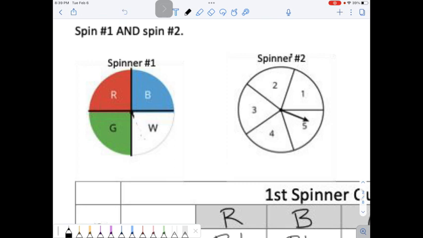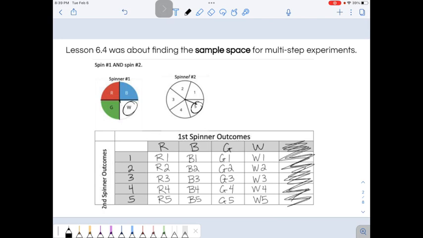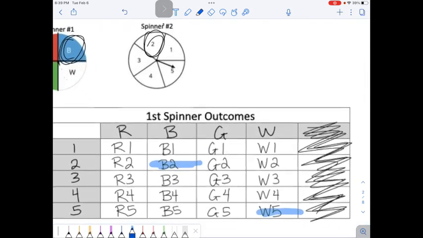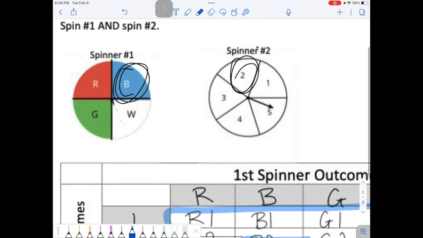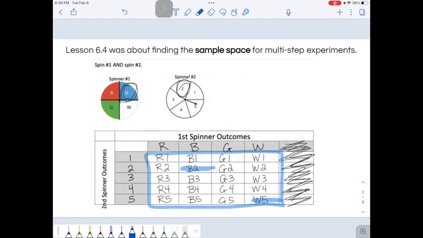You had to spin both spinners. So it could have landed on white and 5. That was right. White and 5 is right there. Or it could have landed on B and 2. That was right there. Notice that each of these outcomes in these white areas here have two symbols. One is a letter, R, B, G, and W, and one is a number, because you have to do both spinners.